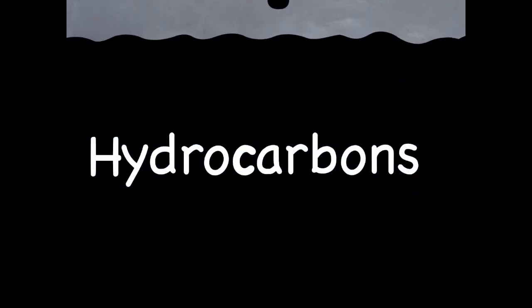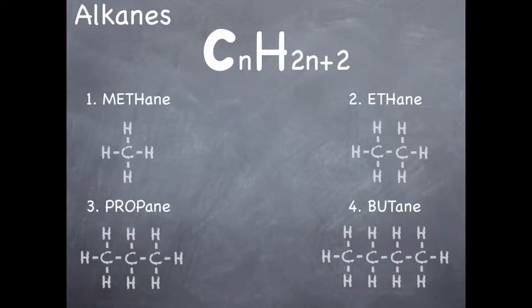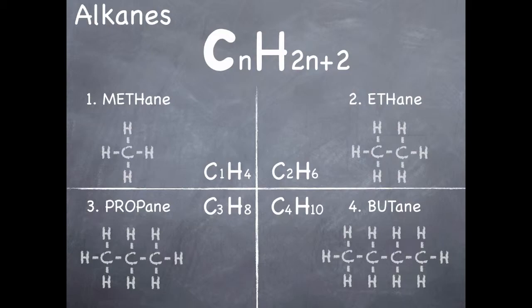As I said, the compounds in crude oil are called hydrocarbons. This is because they only consist of hydrogen and carbon atoms. Most of these hydrocarbons found in crude oil are called alkanes. Well, okay, this page isn't as complicated as it looks. It's really just the same formula applied 4 times over.